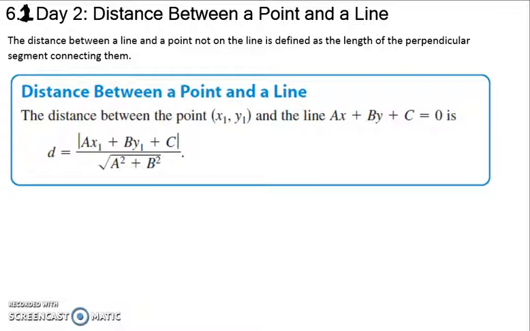So to find the distance between the point and the line, we need to think about the point. We're going to call it x1, y1, and we're going to think about the line in standard form, so ax plus by plus c equals 0. And then our distance d is going to be the absolute value of ax1 plus by1 plus c over the square root of a squared plus b squared. So a, b, and c are the coefficients of our line in standard form, not slope-intercept form. And x1, y1 is just the point.